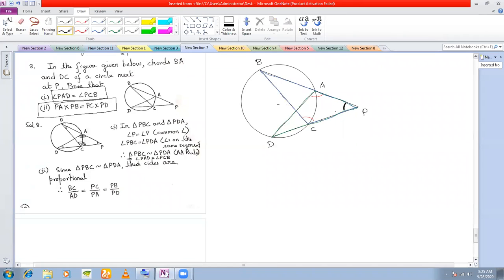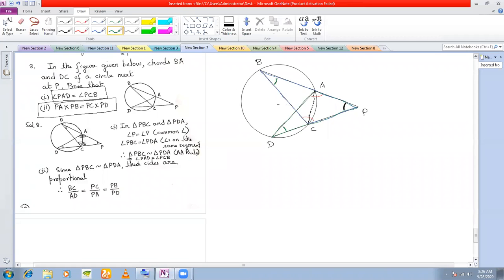If you see, these two triangles have an angle that is common to both. And the next thing that you see here, if you draw an imaginary chord AC, is that these two green angles are on the same segment. Why are they on the same segment?